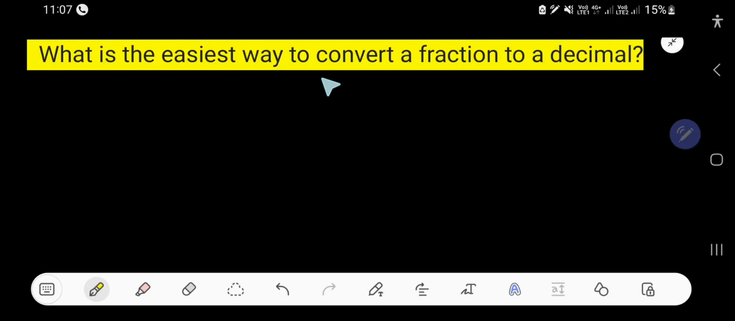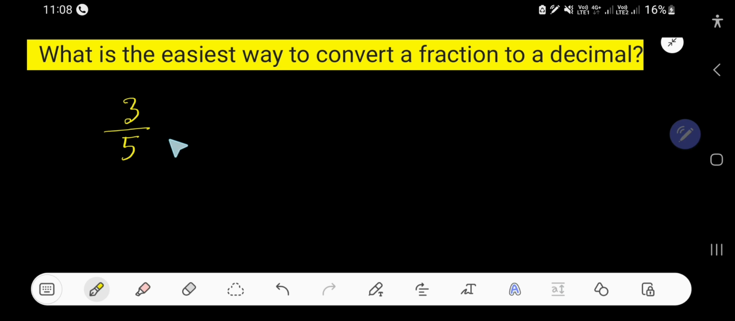What is the easiest way to convert a fraction to decimal? So let us take a fraction 3 over 5. I will show you the easiest way to convert this fraction to decimal without using a calculator, right? Actually, if you use a calculator, just divide 3 by 5, you will get the decimal. But sometimes you need to convert this fraction to decimal without a calculator.